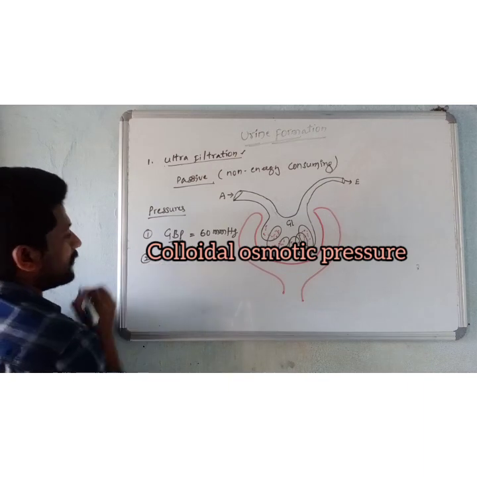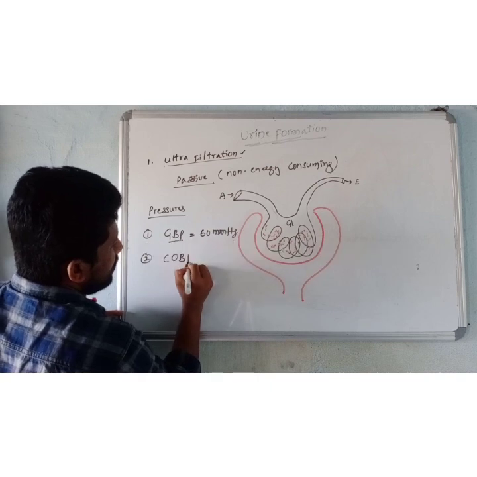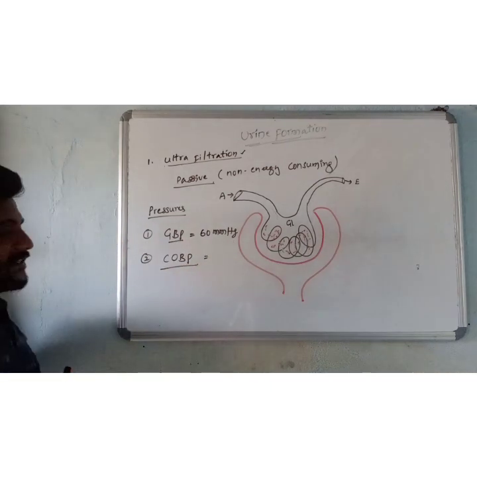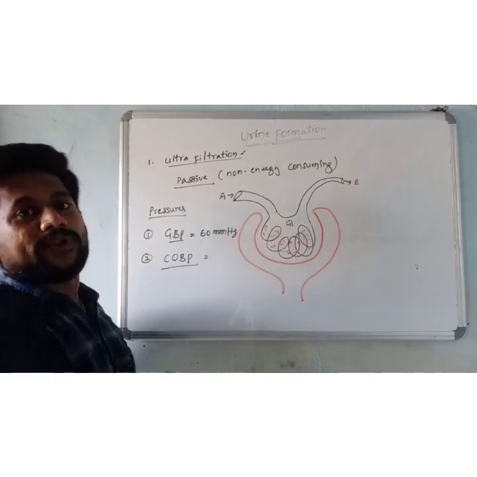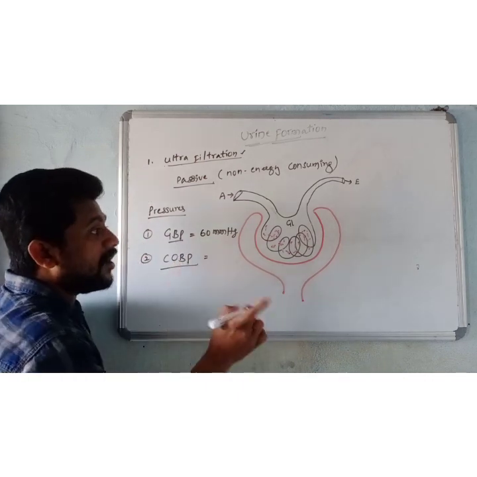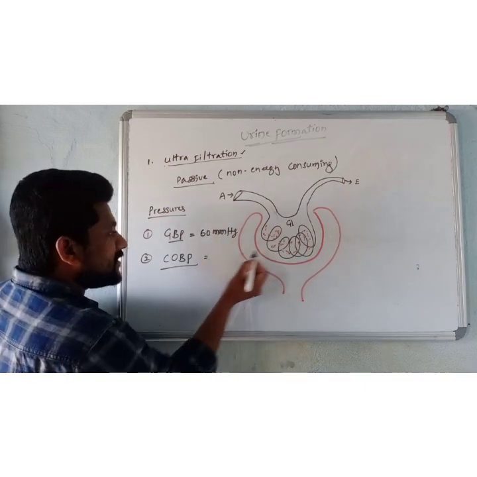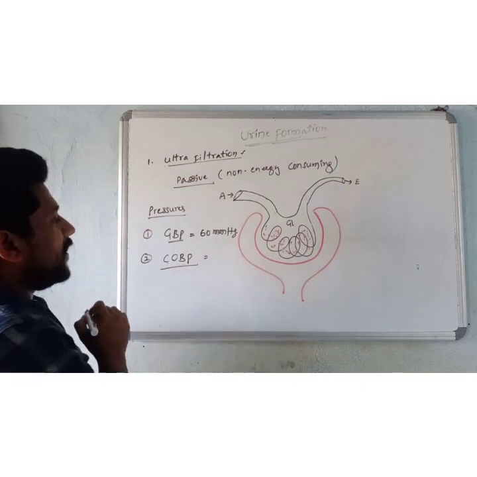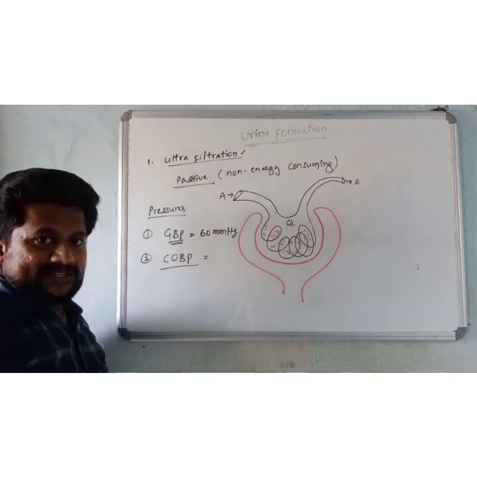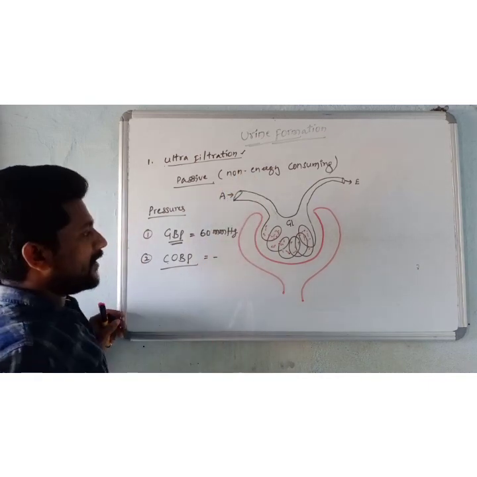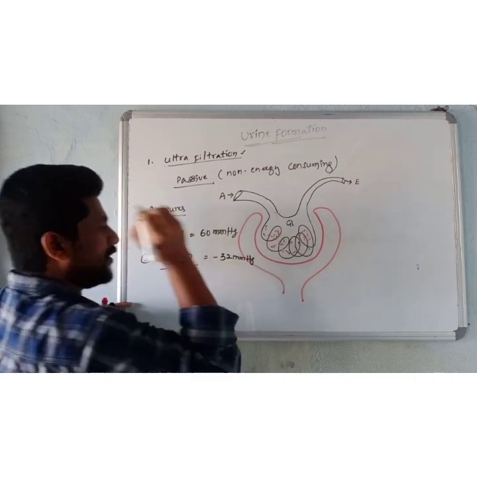And the second pressure, colloidal osmotic blood pressure. It is exerted by the non-filtrate plasma proteins in the blood. This colloidal osmotic pressure works opposite to the glomerular blood pressure, so I have indicated it with minus. This is nearly 32 mm of mercury.